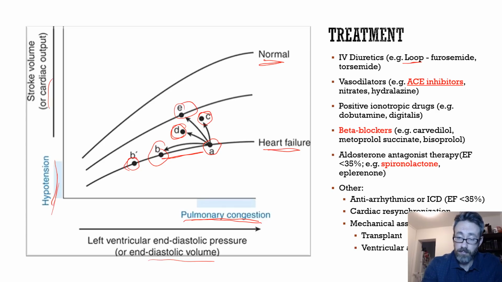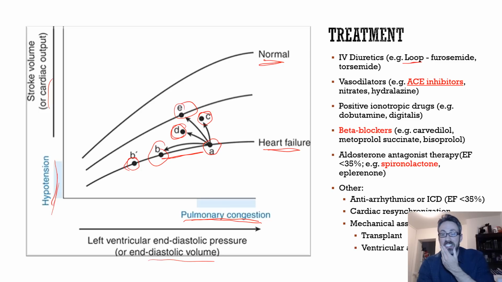Vasodilators. The vasodilators, ACE inhibitors. I highlight anyone that's highlighted in red decreases mortality. So they're ones that you should know. So ACE inhibitors, they actually dilate the veins and the arteries. So that helps with the issues I talked about. Decreases afterload as well as decreases preload. So reduces the amount of volume that the heart is being stressed out with.